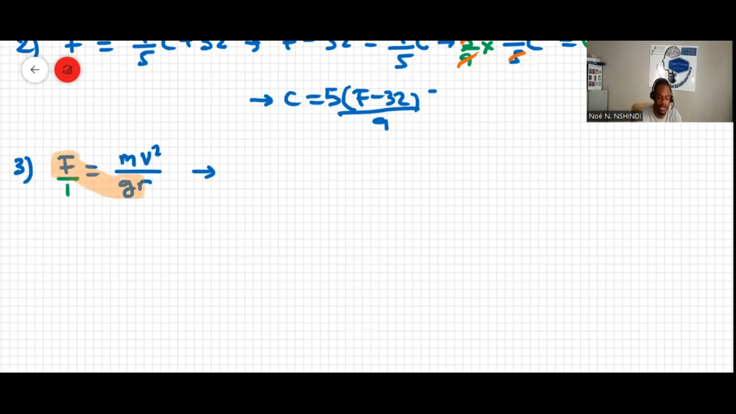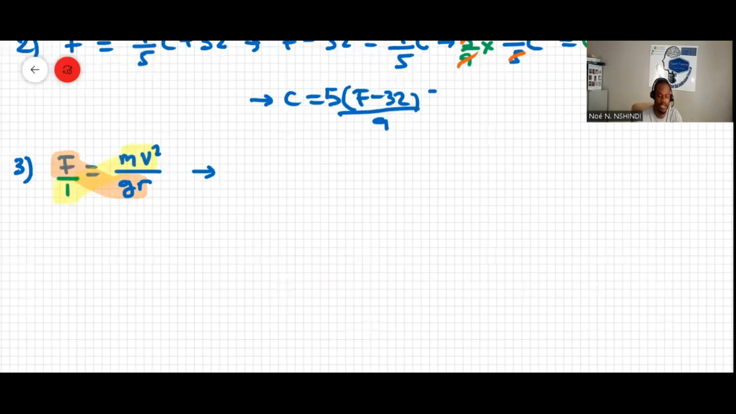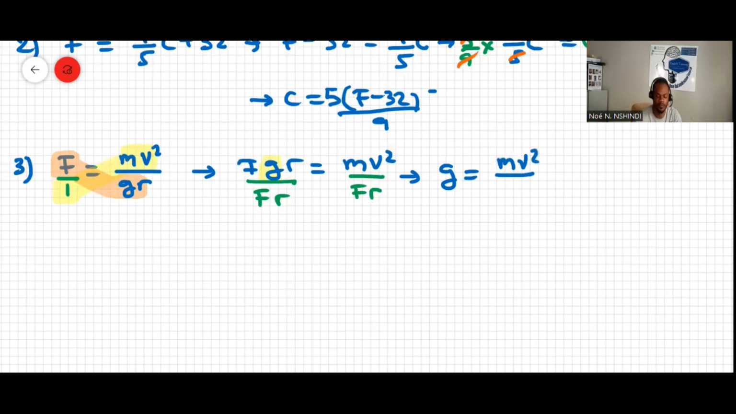So we do F times gr, and then 1 times mv squared. F times gr will be F g r, and 1 times mv squared just makes mv squared. Then because we're looking for G, we can divide this equation by FR, then also by FR, and then we'll be left with G on the left-hand side, and then G will be equal to mv squared over FR. Thank you.